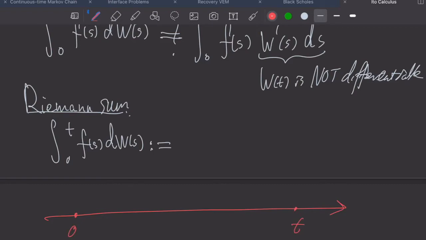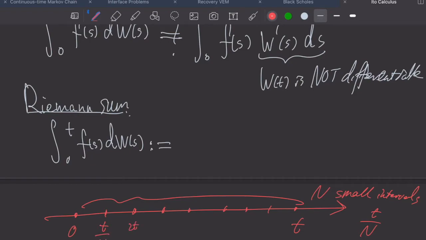We divide 0 to t into n small intervals, with each one of length t divided by n. So for example, the first time would be t divided by n, and this is 2t divided by n, and up to this is capital N minus 1 divided by n times t, okay? And the last one is nt divided by n, which is t.